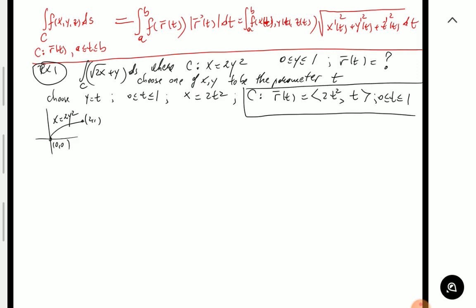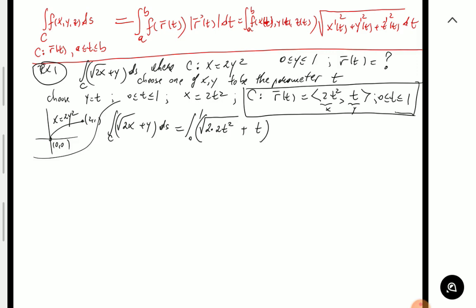Okay, so now we have the curve in the correct format, and we can set up the line integral to compute. So the line integral over the function square root of 2x plus y ds is the integral from 0 to 1, and now we plug in the actual curve. So x is going to be 2t squared, y is going to be t, into the function to integrate. So square root of 2 times 2t squared plus t. We're going to have to multiply by the magnitude of r prime. So let's do it in two stages here, times magnitude of r prime.